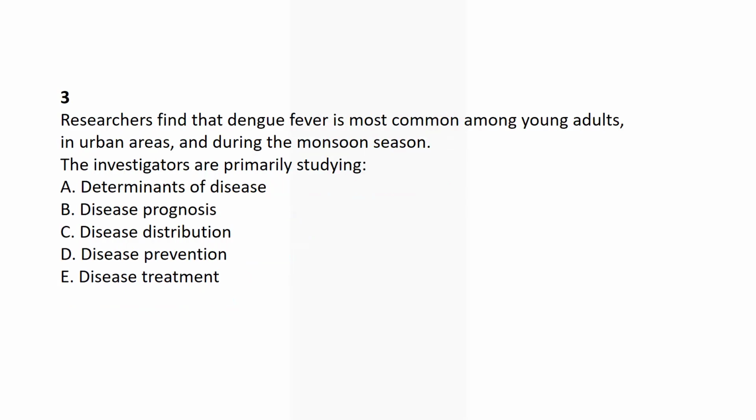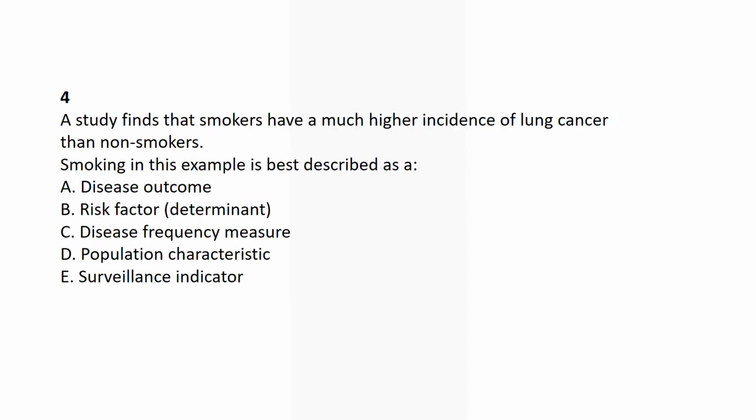Question number three. Researchers find that dengue fever is most common among young adults in urban areas and during the monsoon season. The investigators are studying what? Option A, determinants of disease. Option B, disease prognosis. C, disease distribution. D, disease prevention. And E, disease treatment. They are actually working on the disease distribution.